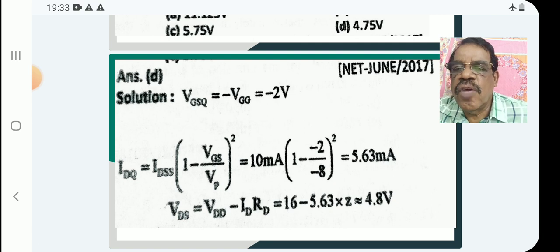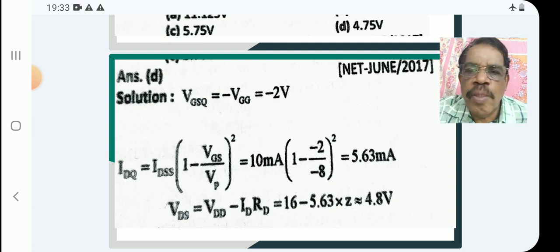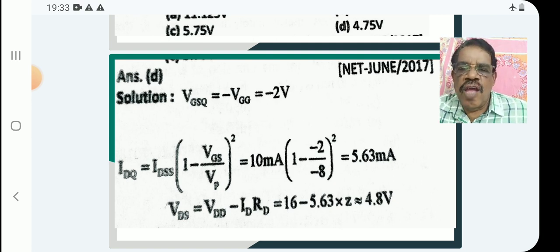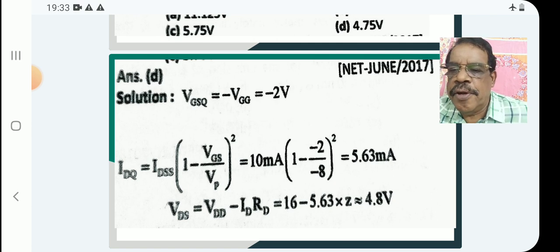IDSS is given as 10 milliampere, and VGS is given as minus 2 volt, and VP, the pinch off voltage, is given as minus 8. You write with the proper sign. That is 1 minus minus 2 by minus 8, the whole square. On simplification, we get 5.63 milliampere.